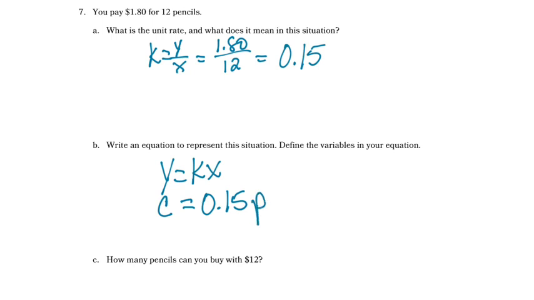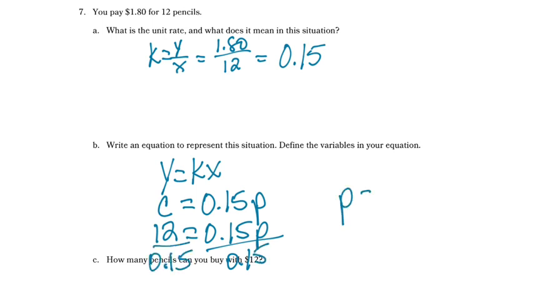It says how many pencils can you buy with $12. So if the cost is $12, the rest of the equation stays the same. To get P by itself, we divide by 15 cents on both sides. That's going to give us P is equal to on the right hand side. And then to clear up the left hand side, we do 12 divided by 15. And that gives us 80. So we can buy 80 pencils with $12.